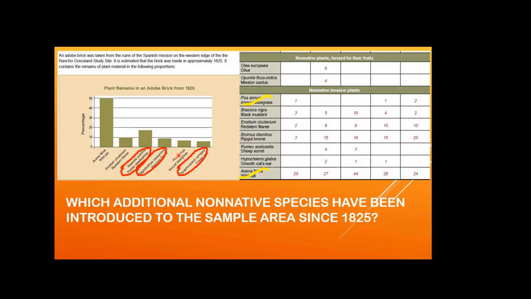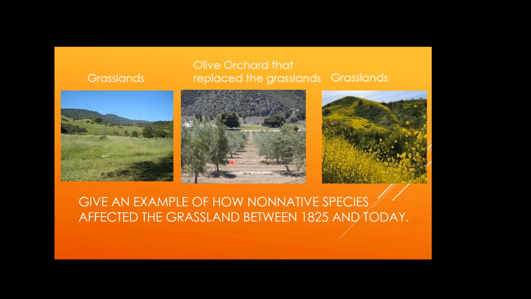Our annual bluegrass was here before 1825, so you can cross that one out. And we have our red stem filaree, which was here before 1825, so you can cross that one out. That leaves the three that have been introduced since 1825: the black mustard, which is the yellow flower; the whiptail rome, which is the one that gets in your socks; the sheep sorrel; and the smooth cat's ear, which is the yellow flowered one that you probably see around but don't notice. So those are the four.